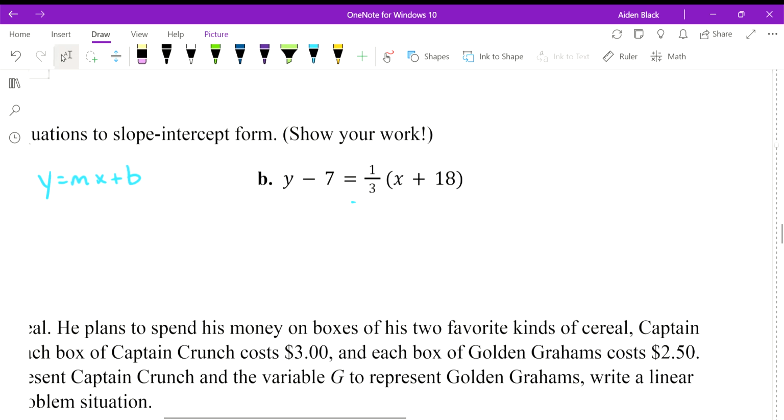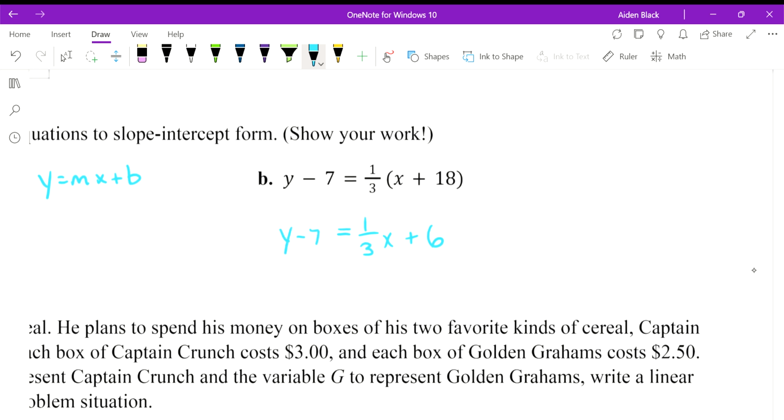In this case, this is actually in point slope form, but you haven't learned that yet. So 1/3 times x, we're just distributing here. And then what's 1/3 of 18? Fortunately, those were nice numbers. This is not yet in slope-intercept form. We need to get rid of the -7 on the left side, which means we need to add 7 to both sides. And there we go. It is in slope-intercept form now.